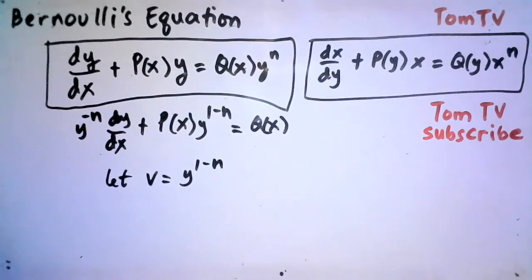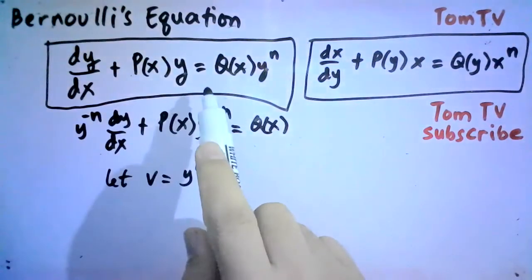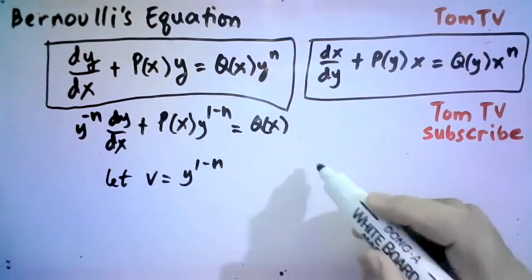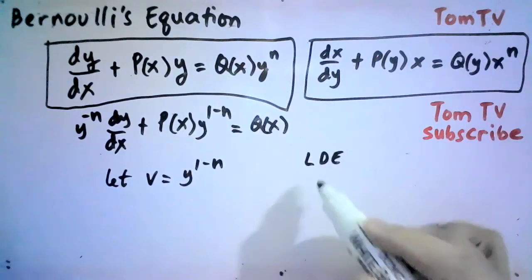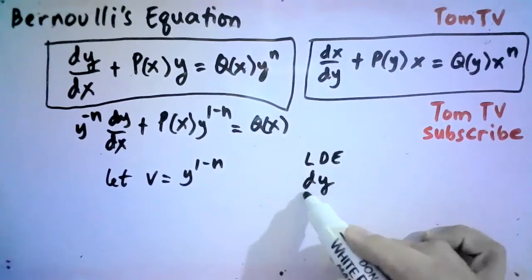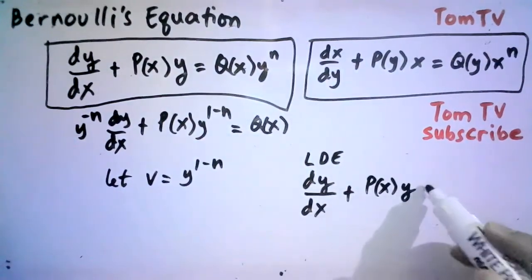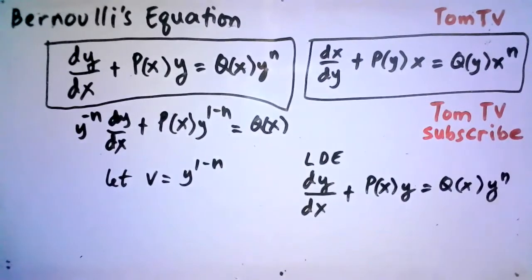This is Bernoulli's equation. The standard format we are supposed to follow in a Bernoulli's equation is dy over dx plus p of x times y, which is equivalent to q of x times y raised to n. If you have noticed in our discussion about linear differential equations, we have this formula: dy over dx plus p of x times y is equivalent to q of x.